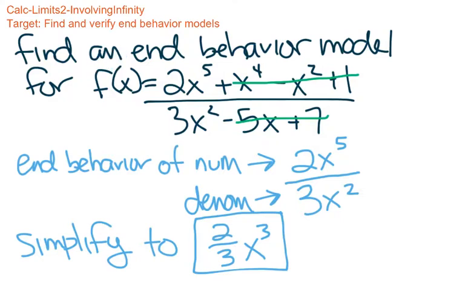There are other types of functions where you may just end up with a constant, and that's okay. You could end up with 3/5 or 5/8, and that's just a line. That means that the end behavior is moving towards a constant value. The limit as x approaches infinity is some value.